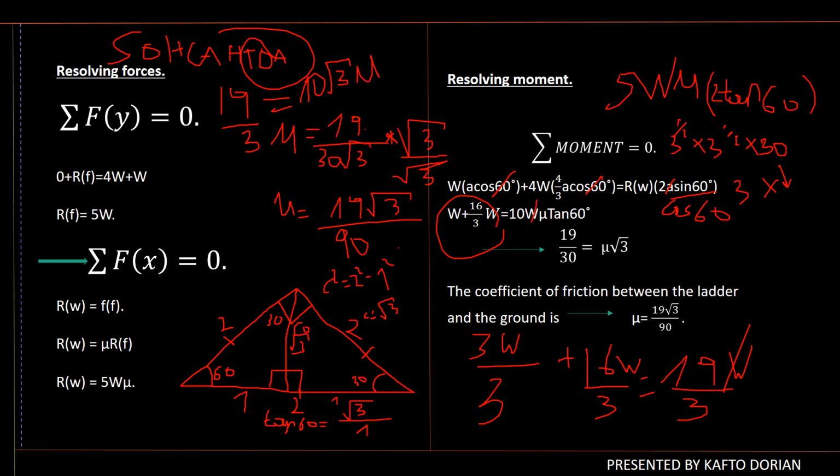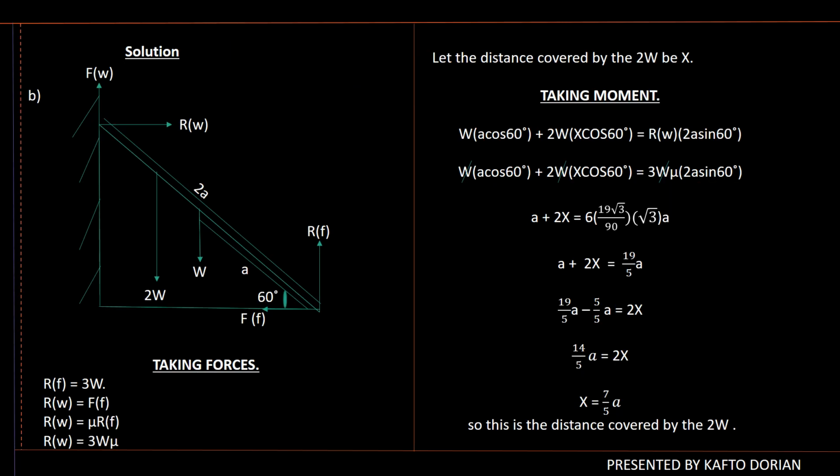Okay, let us continue with the B part. The B part says simply how far a boy of weight 2W can climb up the ladder before he begins to slip. So the trick here is that you should calculate the distance. The distance from the weight of the ladder to the ground is A. You don't know the distance from the boy to the ground, so that's what you are looking for. So you can let the distance from the boy to the ground be X.